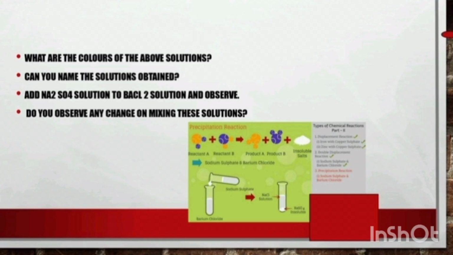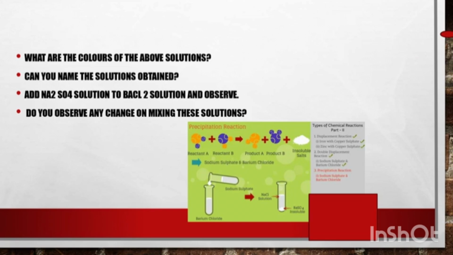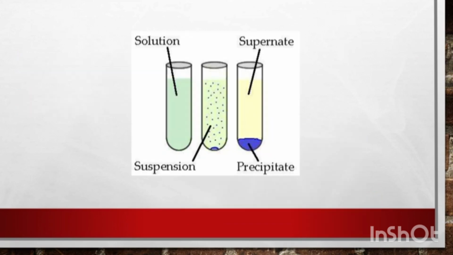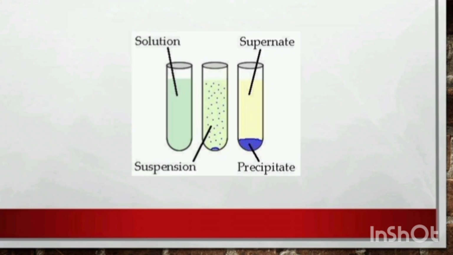Okay, right? So when you are mixing sodium sulfate solution to barium chloride solution, the chemical reaction will take place and a precipitate will be formed. White precipitate will be formed. So precipitate is nothing but an insoluble substance. Okay, a thick insoluble substance, as shown in the picture you can see. When you are mixing sodium sulfate and barium chloride, a white precipitate is formed.